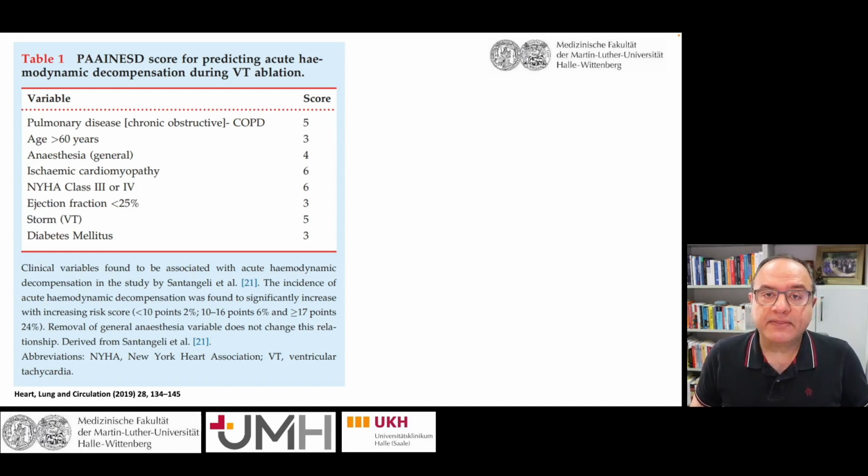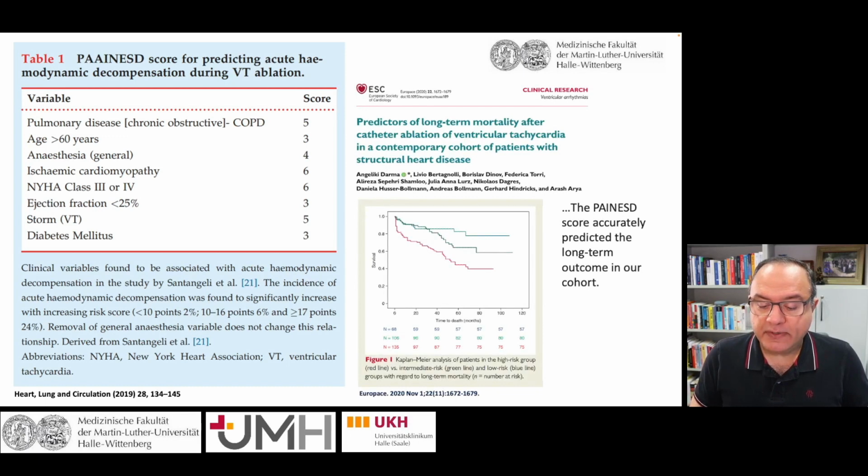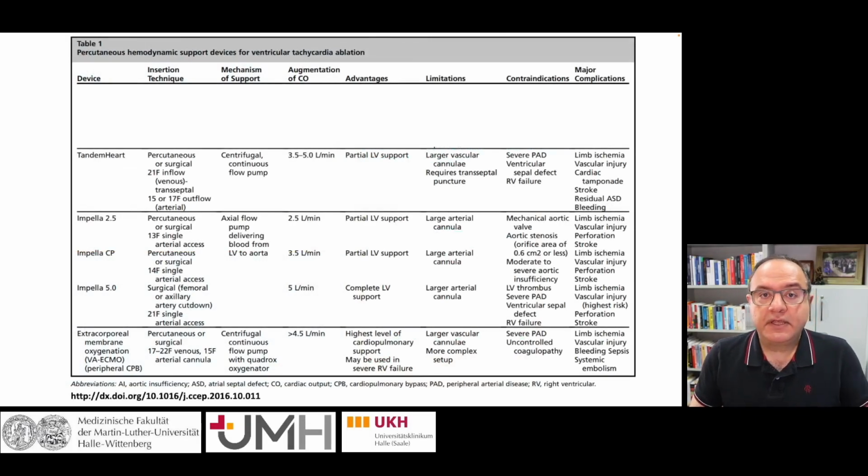One important thing, this score not only predicts acute heart failure and acute outcome during VT ablation, but as you can see here in one of our studies, it also predicts long-term mortality and outcome after catheter ablation of ventricular tachycardia. We have different kinds of possibilities for hemodynamic support.